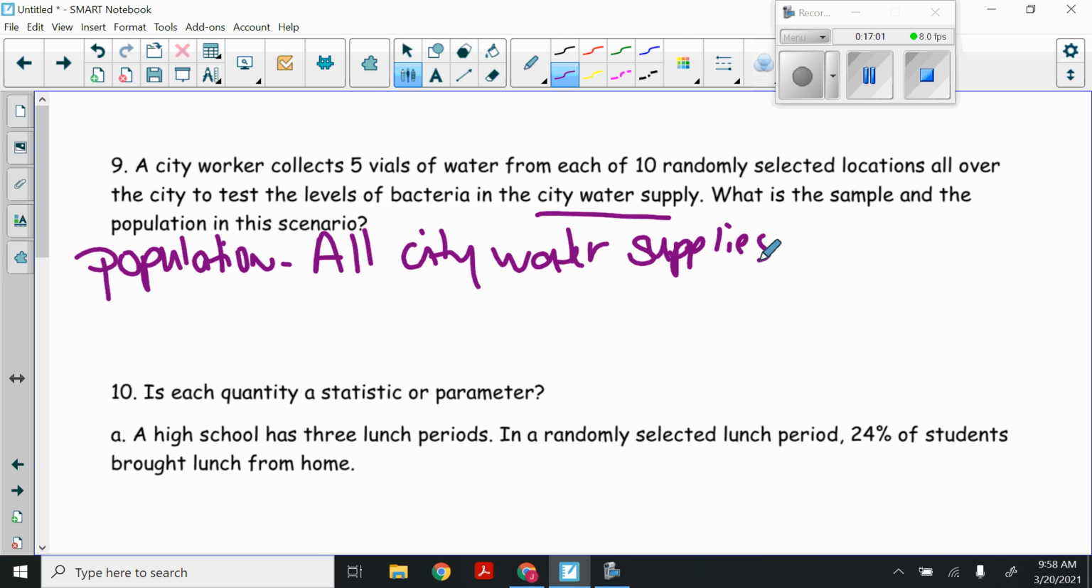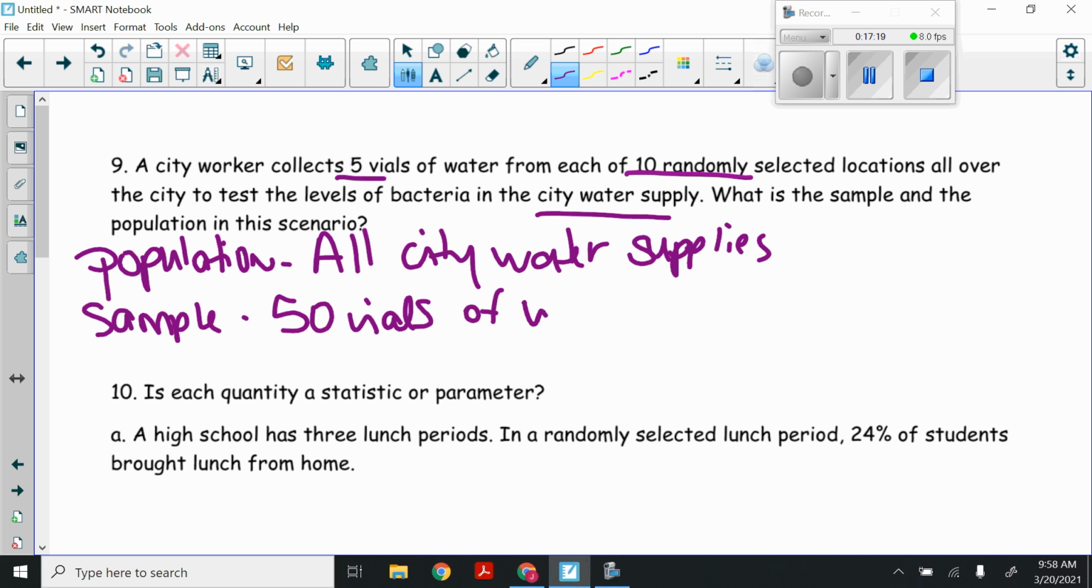Okay. The sample, well, out of all the city's water supply, how much did they pick? They took 10 randomly selected locations. They collected 5 vials from each. So 5 times 10, the 50 vials of water collected. That's our sample. Okay.